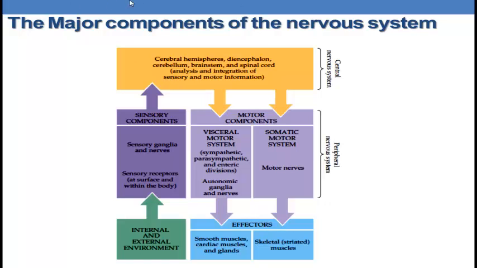For the motor component of the peripheral nervous system, we have either the somatic motor nervous system, in which motor nerves supply skeletal muscles, or the visceral motor system, in which fibers affect smooth muscles and cardiac muscles. And here the fibers reach their target organ through the sympathetic and parasympathetic nervous system.